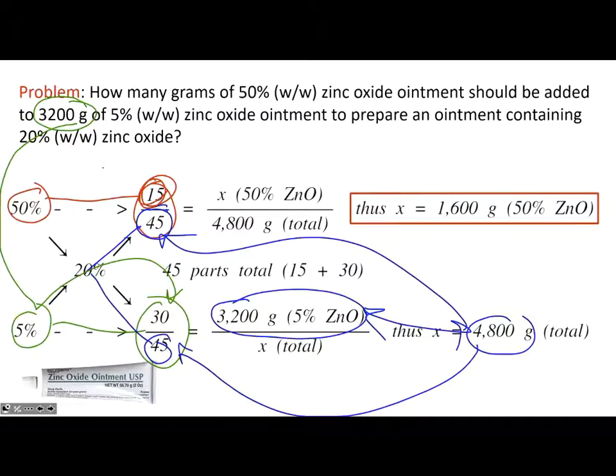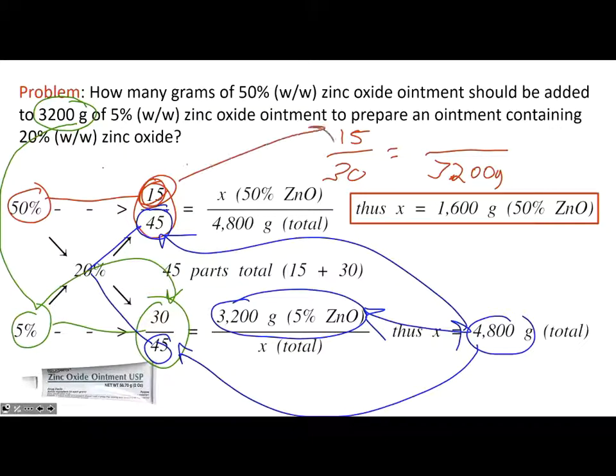Now, I set up the ratio of 15 over 45 and 30 over 45. Could you also have done this as setting up 15 over 30? What does the 30 represent? 30 parts represents the weight of the what? The 5%. Did I already know what that was? How much 5% did I use? Remember, I knew that was 3,200 grams, right? What does the 15 represent?